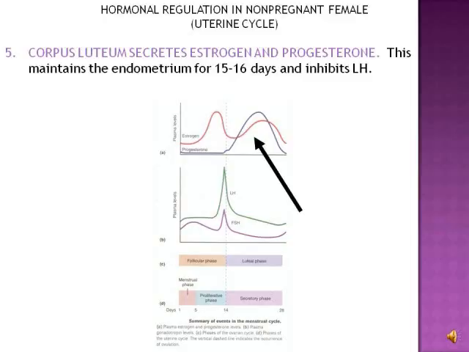Step 5 is when the corpus luteum secretes estrogen and progesterone. This maintains the endometrium for 15 to 16 days and inhibits the luteinizing hormone. Now keep in mind, this is in a non-pregnant female. In a pregnant female, the estrogen and progesterone levels are sustained in order to sustain the lining of the endometrium.